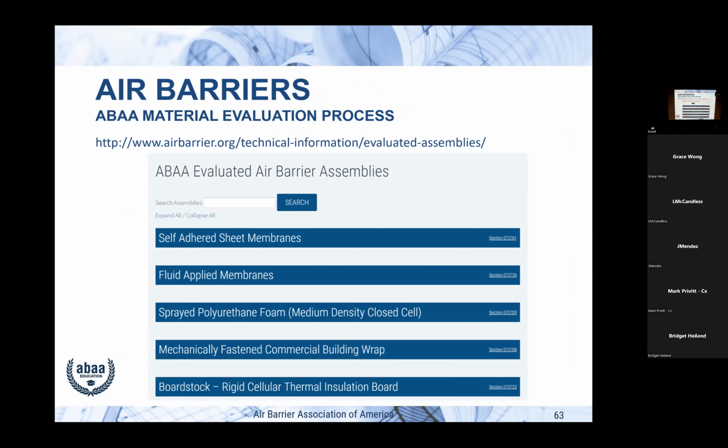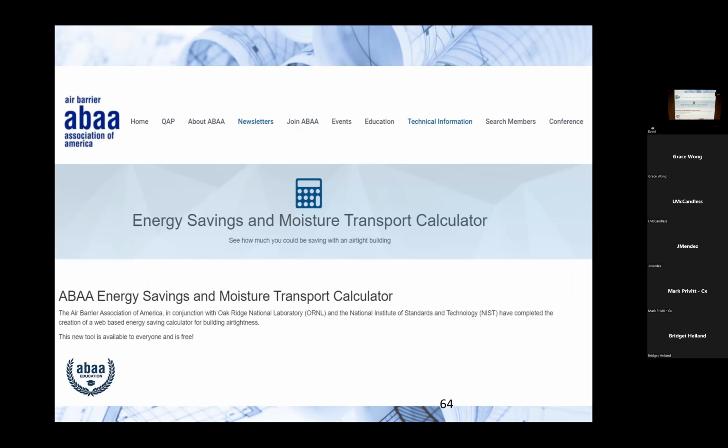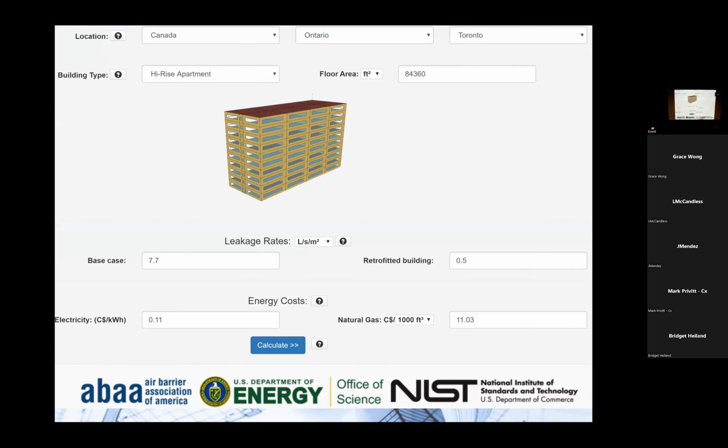There are the different materials, and you can go in if you want to see all the different test methods. You go in and get evaluated, and it'll ask you, and it'll point you to the material specification. I'm almost out of time, but this is important. This is the energy saving, moisture transport calculator. And it's really to reinforce the point that water vapor going into buildings is huge.